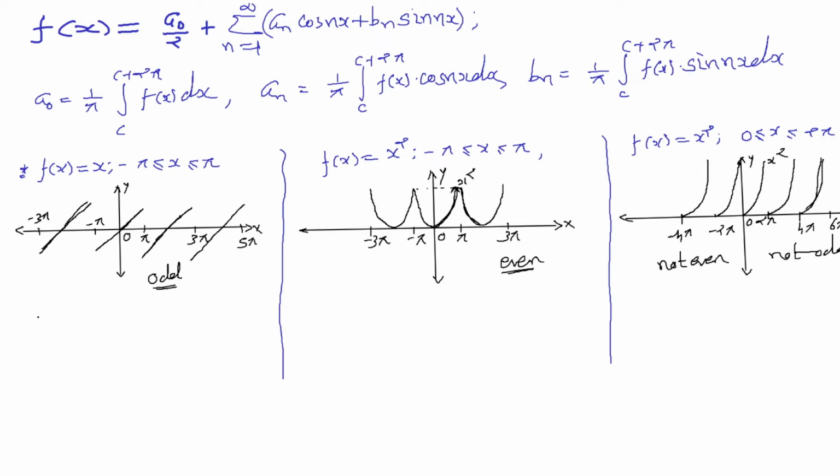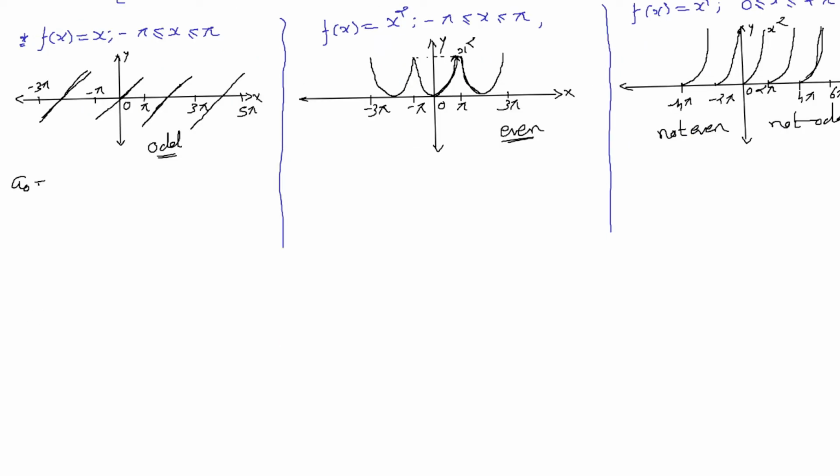Now if you try to evaluate a0 here, a0 is actually 1 upon pi integration minus pi to pi f of x dx. This is an odd function, so it is 0, right? What is an? 1 upon pi integration minus pi to pi f of x into cos nx dx. This is an odd function, this is an even function, so the multiplication of these is an odd function, and you know that when this is odd, the integral is 0.